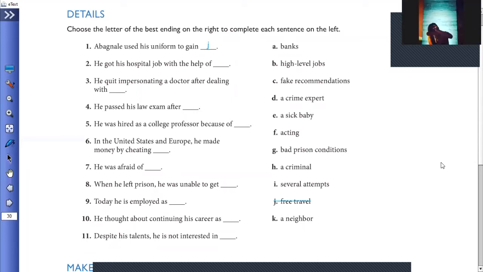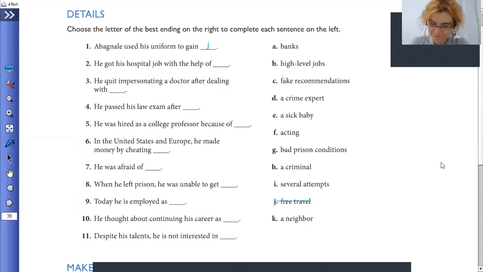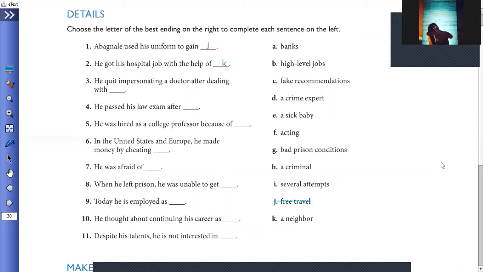Second one is E. Can you read it, please? He got his hospital job with the help of... With the help of a neighbor. Okay. Now, with the help of means that there's someone who helped you out. So it is like someone or something that helped you out. So in this case, it's K. He got it with the help of a neighbor. Yeah, thank you. Number 3.